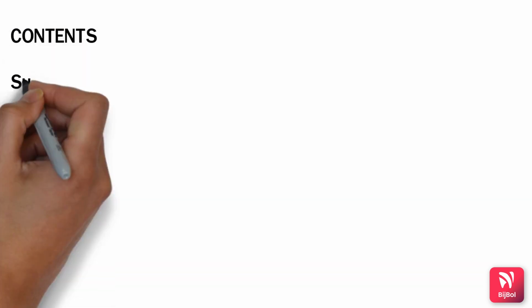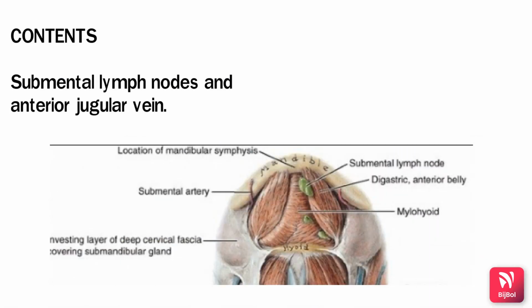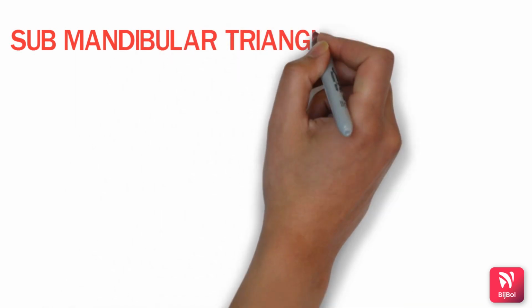Let's see the contents. The main contents are the submental lymph nodes and the anterior jugular vein. As the name indicates, submental triangle, so the content would be submental lymph nodes. In this diagram, the green color indicates the submental triangle. Below the submental lymph node is the digastric muscle. Next comes the submandibular triangle.